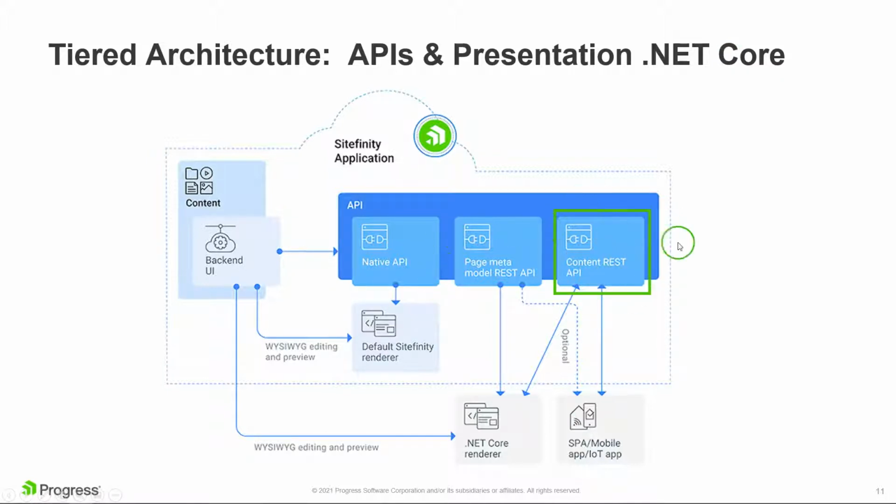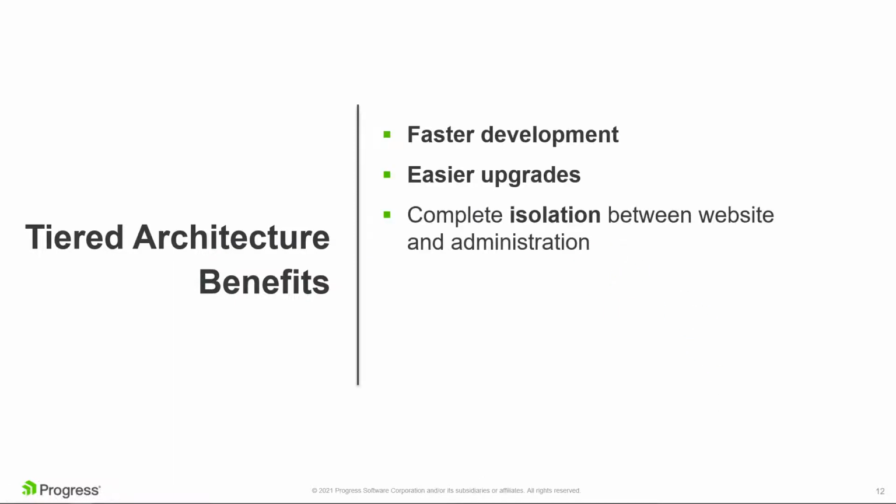In this particular model, we're going to have content REST APIs, which will interact with our .NET Core renderer. We have page metadata APIs as well, which again will interact with the .NET Core renderer, as you can see here down at the bottom. What are the benefits of tiered architecture? Faster development, easier upgrades, complete isolation between websites and administration, separate front-end scalability.